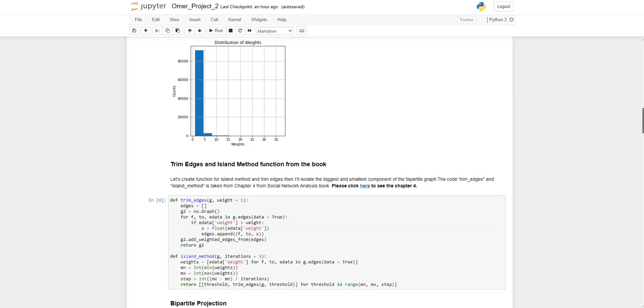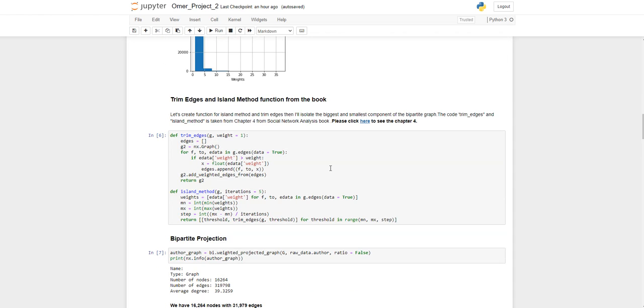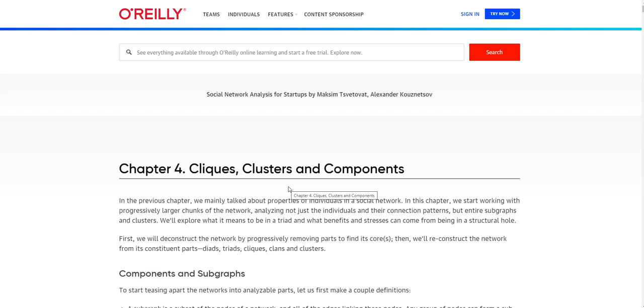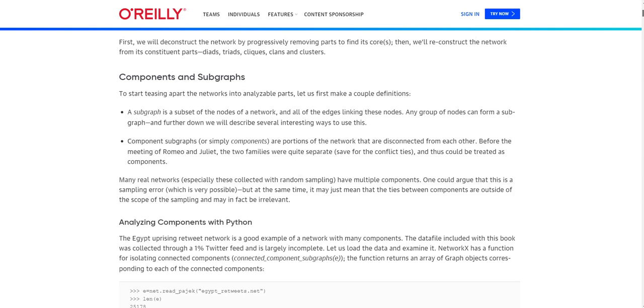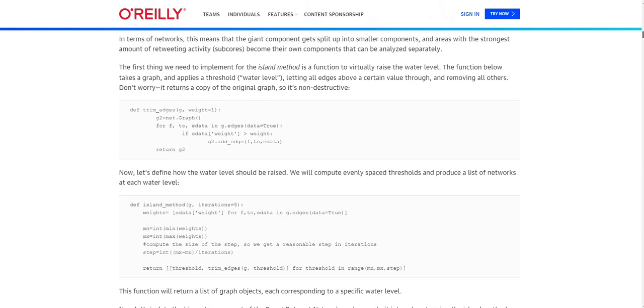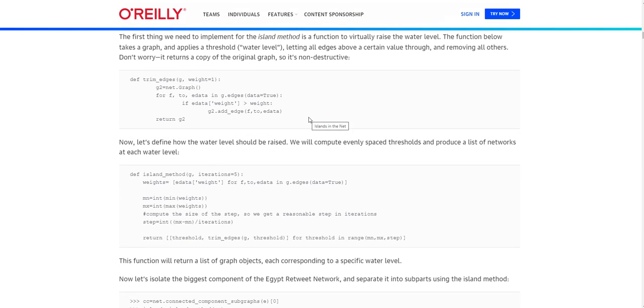The next thing that I'm doing is creating the functions for the isolate method and trim edges. For this code, I used code coming from the social network analysis book, chapter 4. I read it and got the idea that I can use this code to apply the Slan method. The code can be found here.